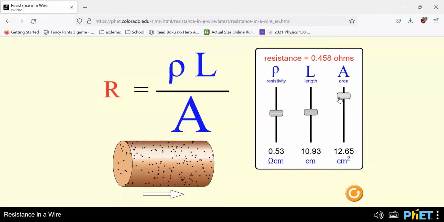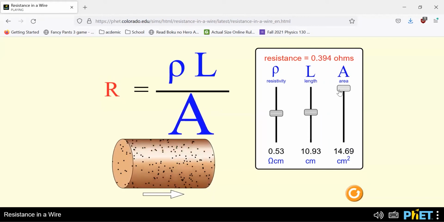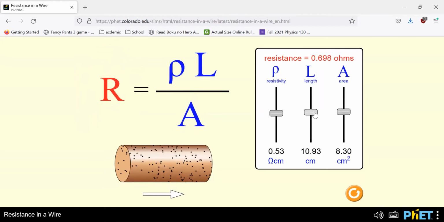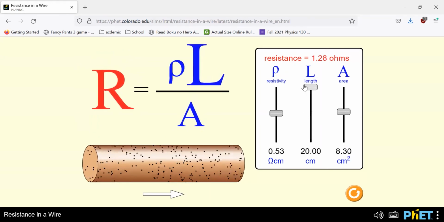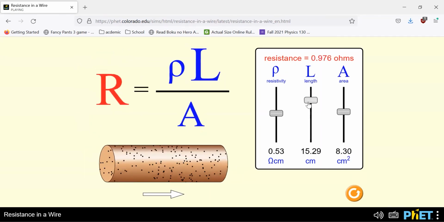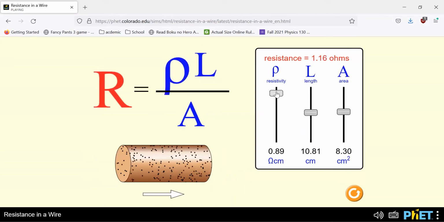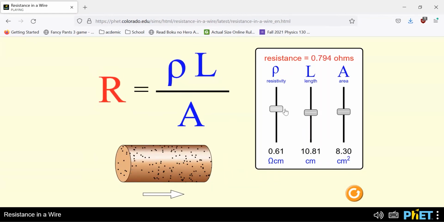And I think the best way to think about that is like a freeway. So if there's more space, more lanes for people to use, or in this case, the electrons to use, of course, they're going to be able to get by a little bit quicker with less resistance. The length, the longer they have to travel, the more resistance they're going to meet along the way. And resistivity is just the inherent resistivity of the material that you're working with. Basically, like how you know if something is a good or bad conductor.